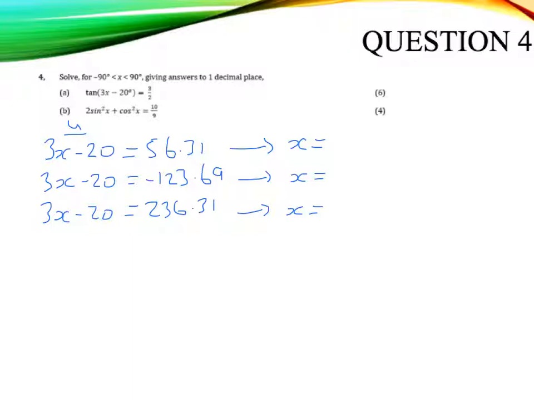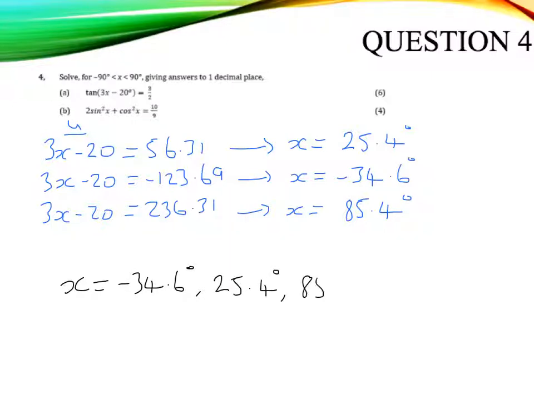So for each one I'm adding 20 and dividing by 3. So I'm going to get, for the first one, 25.4 degrees. And notice here I'm leaving it to one decimal place. For the second one, I'm going to get minus 34.6 degrees. And for the last one, 85.4 degrees. So the values of x, and I can put them in order, are as follows.